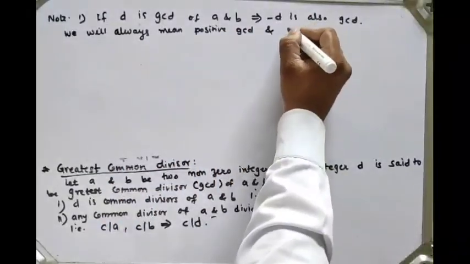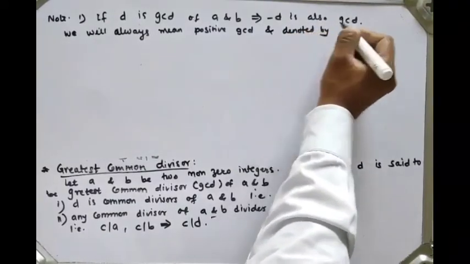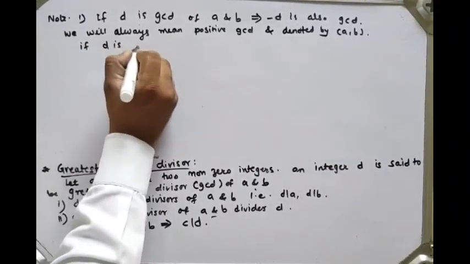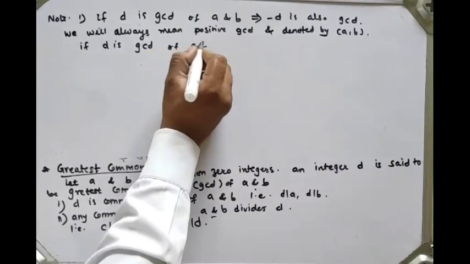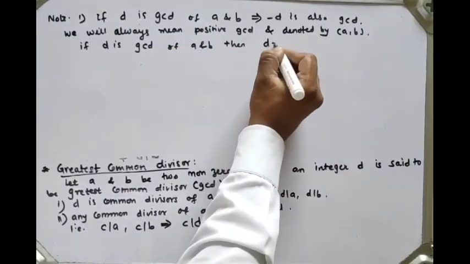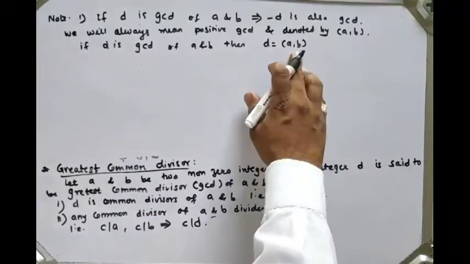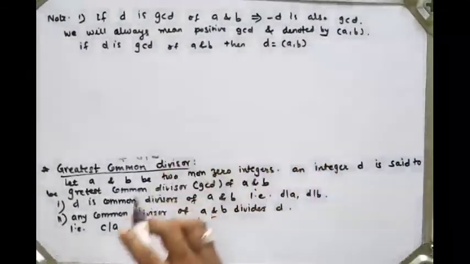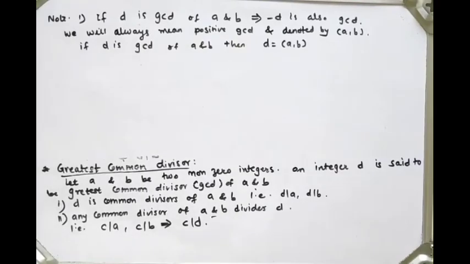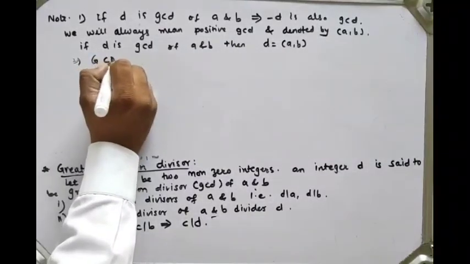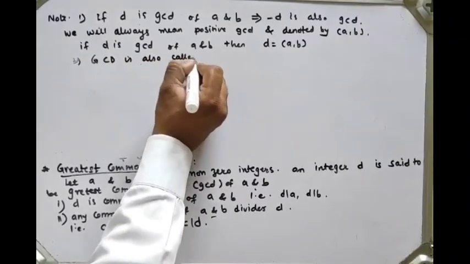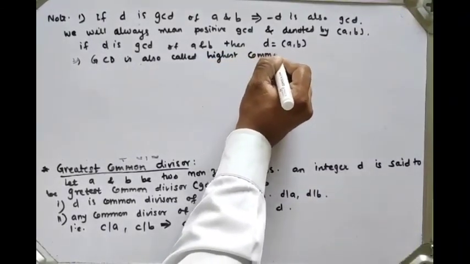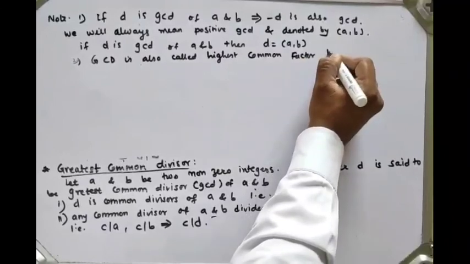So we write and denote it by GCD of A, B. If D is the GCD of A and B, then we write D equals the round bracket (A, B), which means D is the greatest common divisor of A and B. And second, GCD is also called the highest common factor, or HCF.